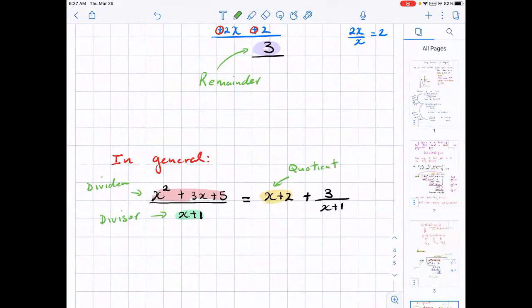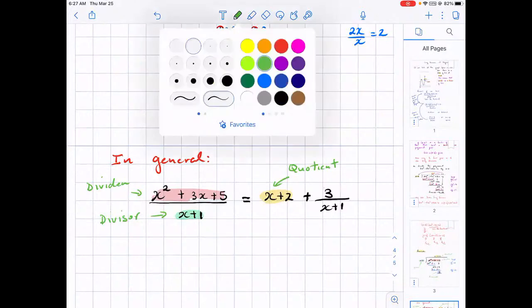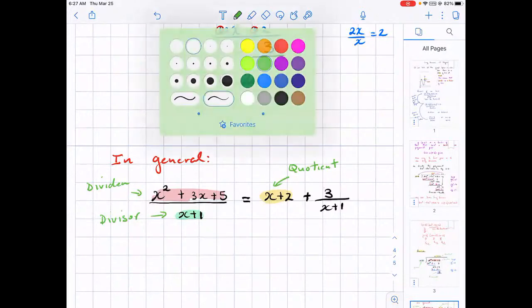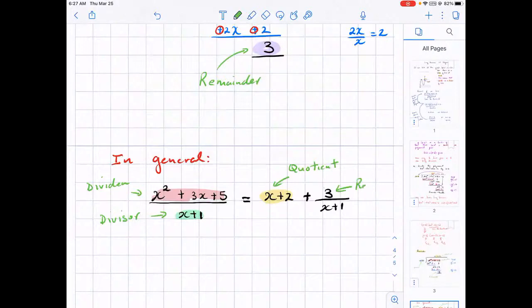Okay. And this is the remainder. And obviously this here was your divisor. So the remainder is always put over the divisor. That's one way of writing it.